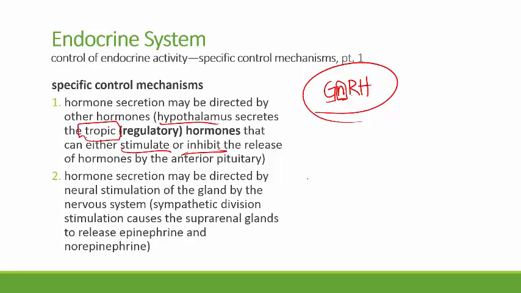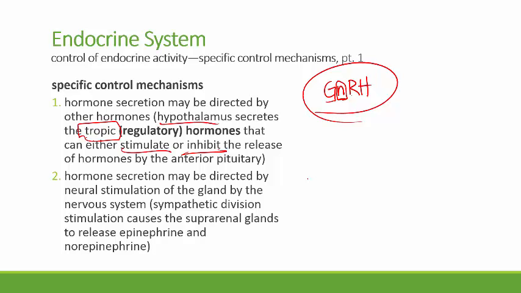So, hormone secretion may be directed by other hormones, and the hypothalamus produces a whole lot of these kinds of regulatory hormones that act primarily at the pituitary gland. We'll talk about that in the next video.